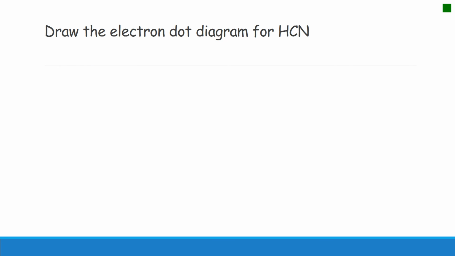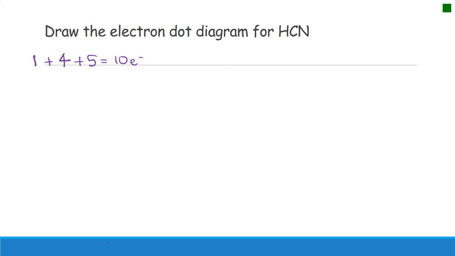Now let's try a third example. Hydrogen, remember, has 1 valence electron. We're going to add carbon. Carbon, being in group 14, has 4 valence electrons. And nitrogen, being in group 15, has 5 valence electrons. So we're starting with 10 electrons.